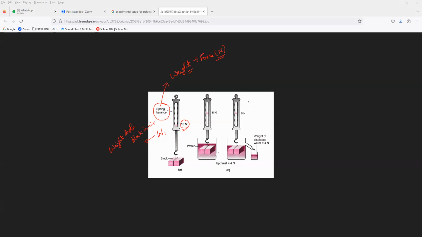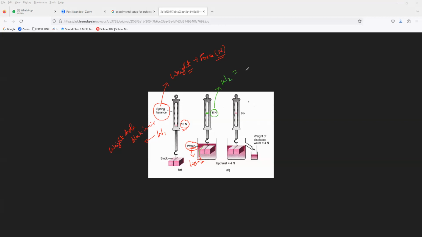Now I am taking a special setup, this beaker. Now I dip the block into the water. I have taken water, but actually I should take a liquid. What is an example of a liquid? Water. Now, if I dip this in the water and measure the weight, how much is it showing? 6 Newton. This is W2.